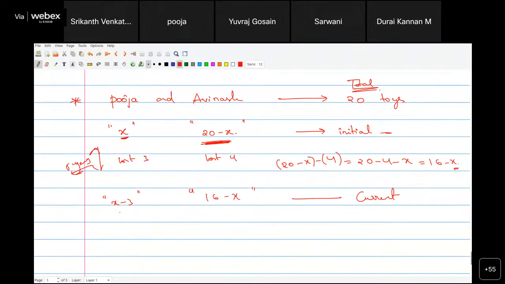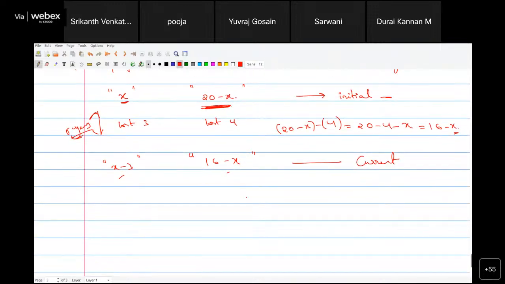So these are the current numbers of toys you and Avinash have, correct? And what is the information we gave? This is the first statement, this is the second statement, and now the third statement: the product of their toys is 42. What is the product of these two? X minus 3 times 16 minus X, and we have given that it is 42.